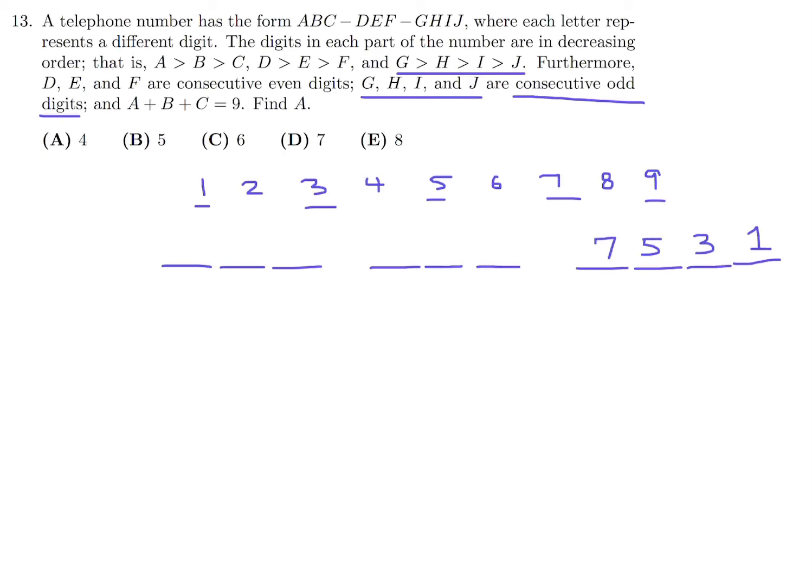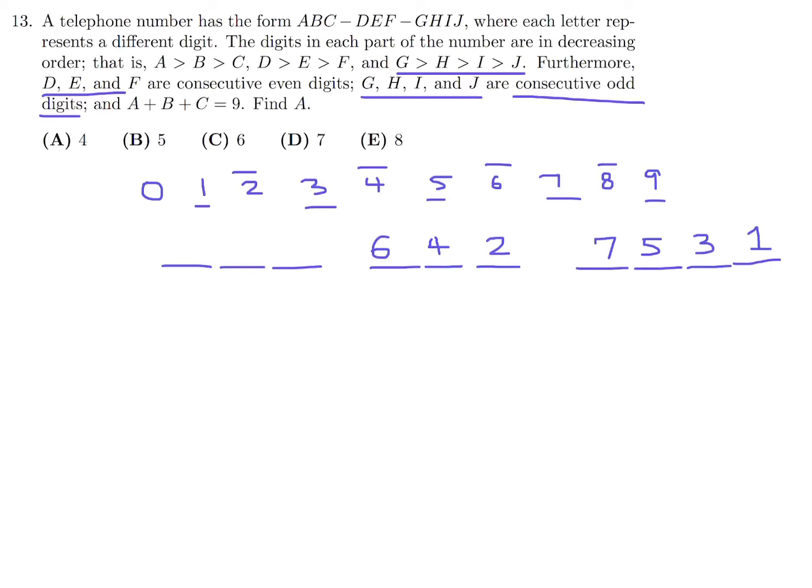That matches the criteria. Okay, now let's turn our attention to the next 3. D, E, F are consecutive even digits. So this is even, this is even, this is even. Let's just put it in that order, 2, 4, and 6. So what's left? What numbers do I have remaining? I think there's a 0 in here too that I forgot. There's 10 digits. That would be kind of hard to do without 10 digits. All right, so what's left is a 9, an 8, and a 0.